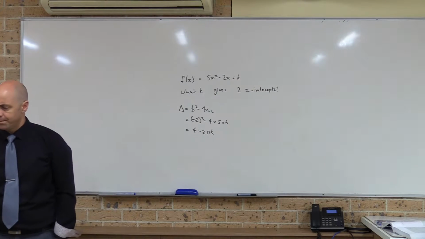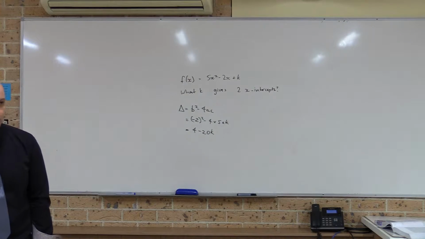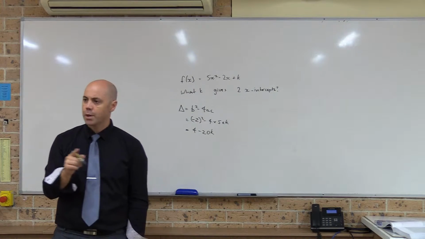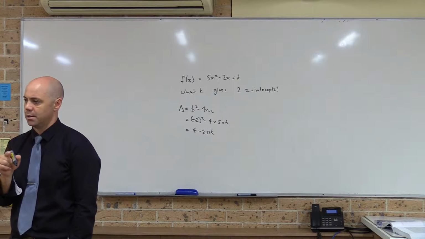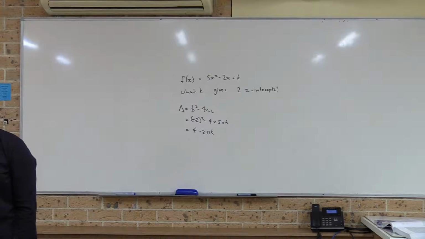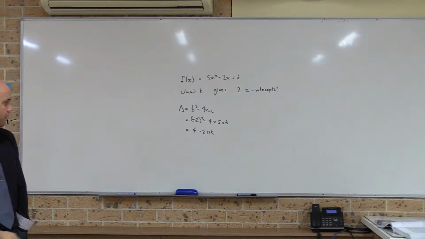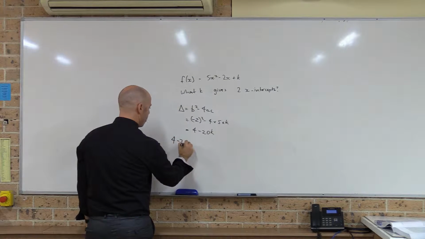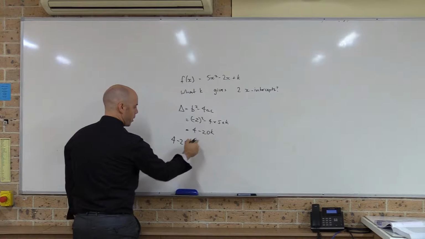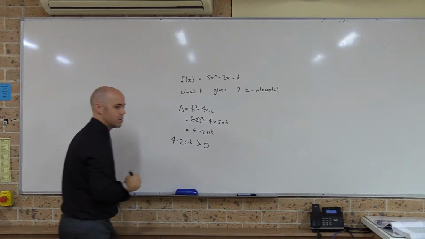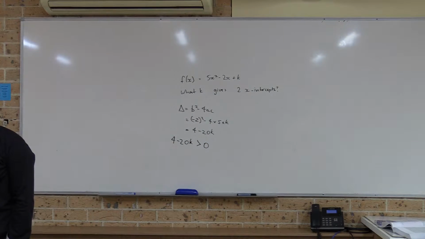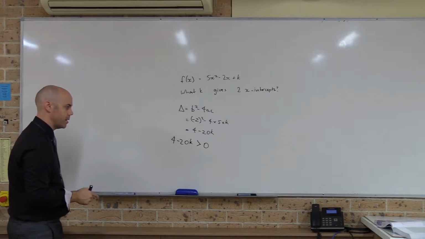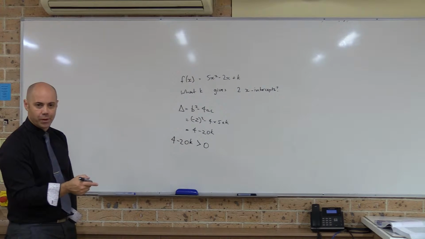But we know something about the discriminant if there are 2 x-intercepts. What do we know about the discriminant if there are 2 x-intercepts? Positive. The discriminant is going to be positive. So we're going to say, what values of k will make this 4 minus 20k greater than 0? So what values of k would make that a true statement? So now we solve this inequality.